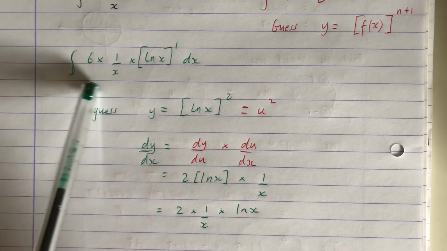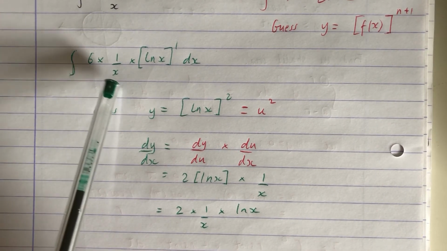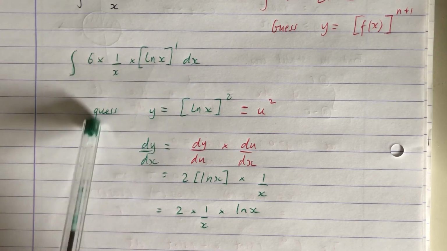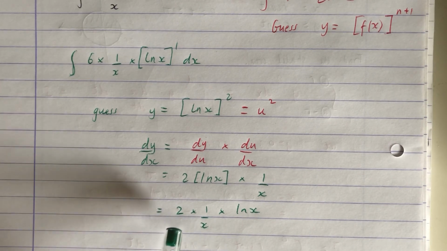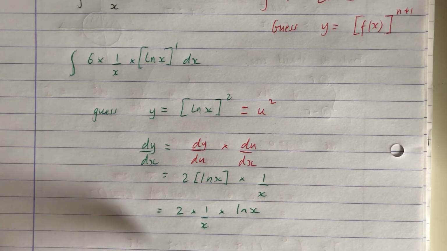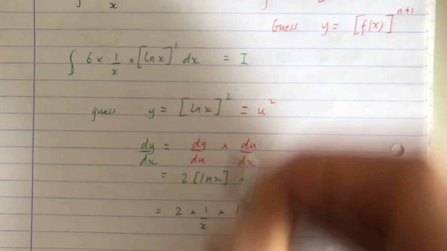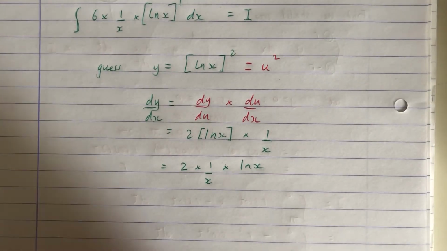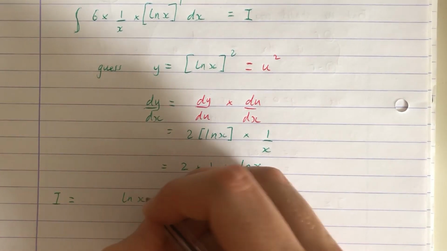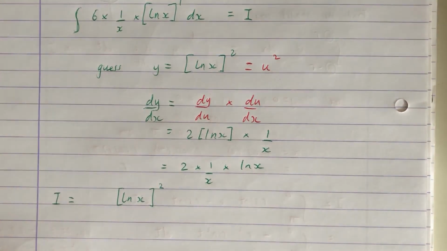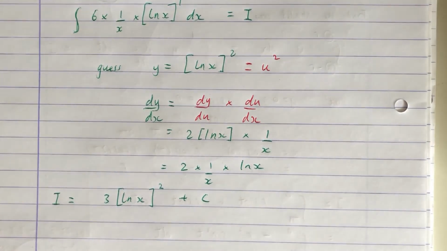So remember, I wanted to integrate 6 times 1 over x times ln x. I made a reasonable guess, but it's out by a factor of 3. It's 3 times too small, so I need to make my guess 3 times bigger. So if I call that original integral I, then I would be equal to my guess made 3 times bigger plus c, and that would be it.